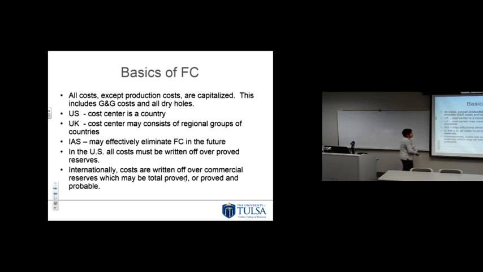DD&A, again, may be a little bit different because in the U.S., all of our costs for the country are written off over proved reserves. We don't take out leasehold separately, all the costs together. Internationally, costs are written off over, and this is their wording, commercial reserves, which could be proved or proved and probable. So you're allowed to include probable reserves to write off over internationally.